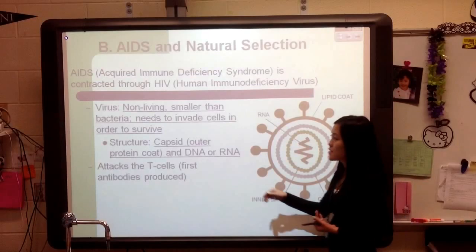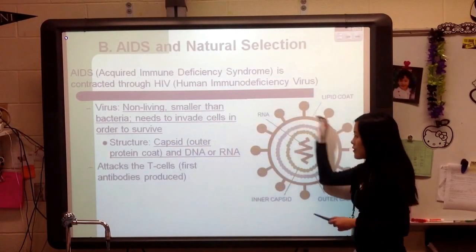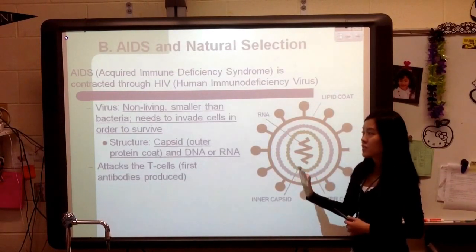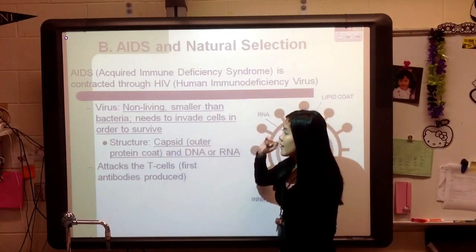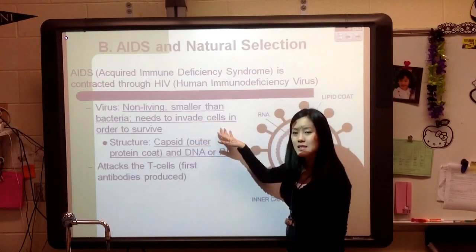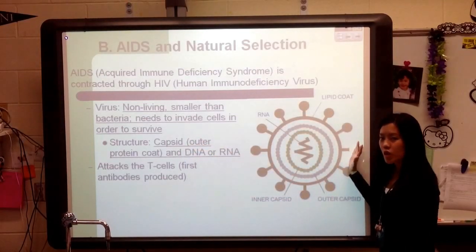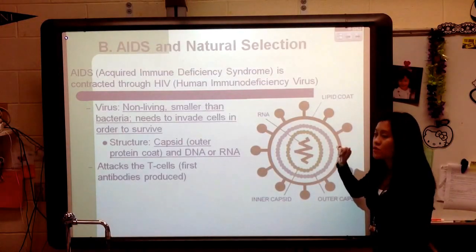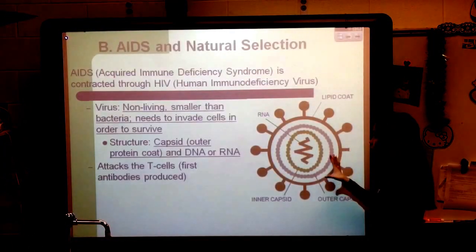A virus is considered to be non-living. It's smaller than bacteria. Viruses are actually so small that they can infect bacteria, which are also really, really small. But a virus has to invade a different cell in order to survive. So this kind of goes back to all those life characteristics. A virus cannot survive on its own. It cannot do all of those life functions. So therefore, it's not considered living.